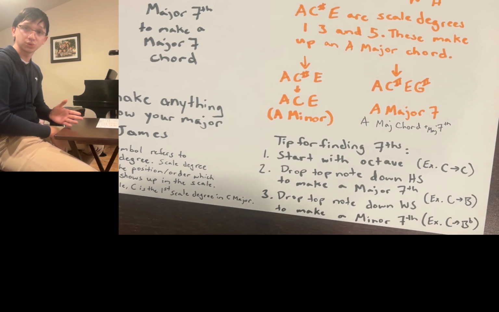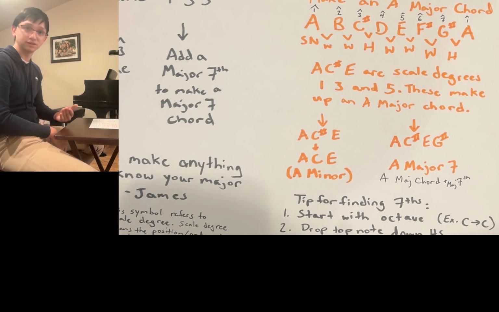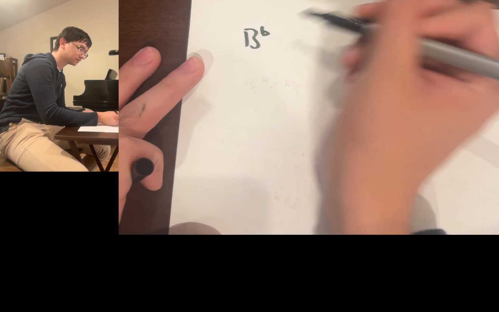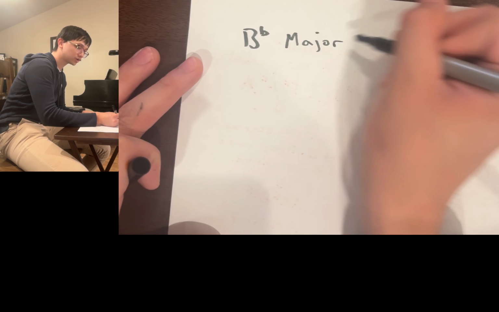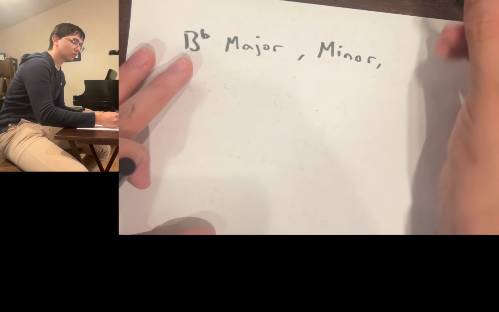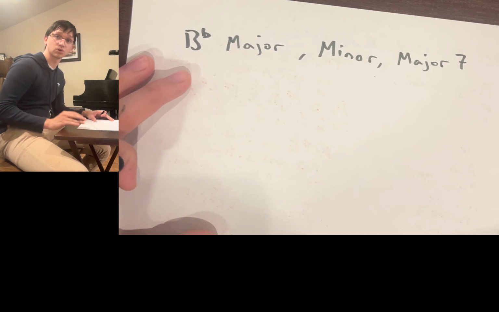Now what I'm going to go through quickly, on the back side of this, is this entire process with a completely different key, just so that you can see how this process is done one step at a time. If you would like to do this along with me, you absolutely can, but we're going to do this for B flat major, okay? So we're going to try and find the B flat major chord first, then the B flat minor chord, and then the major 7. We're going to try and find these 3 chords, okay?